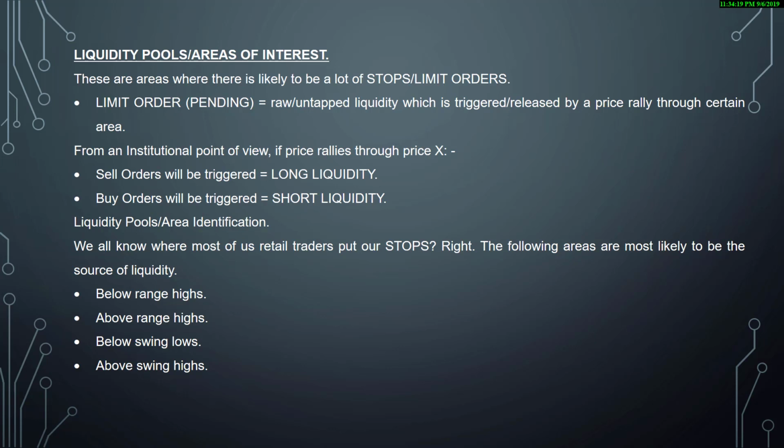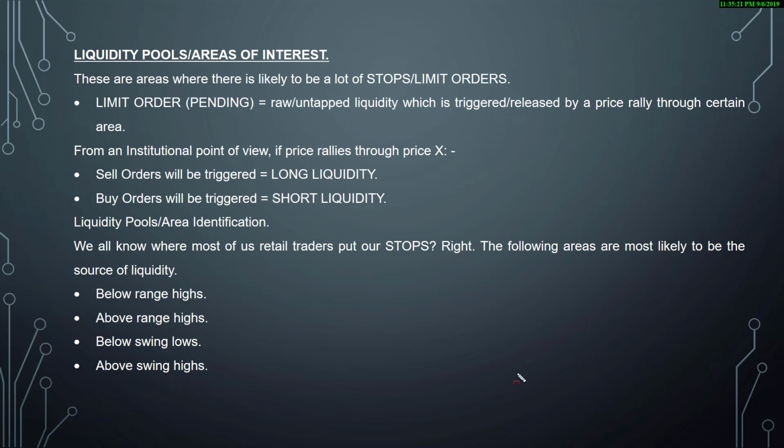There's what we call liquidity pools. These are areas of interest. These are areas where there is likely to be a lot of stop losses and limit orders, either buy limit orders or sell limit orders. A limit order that is pending is raw or untapped liquidity. It's money which is there, which is triggered or released by a price rally through a certain area, right? From an institutional point of view, if price rallies through price X, sell orders will be triggered, thereby creating long liquidity. If price rallies through price X, buy orders will be triggered, thereby creating short liquidity.